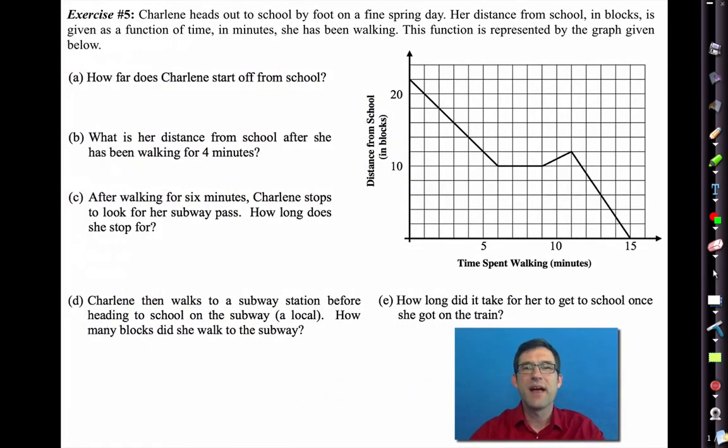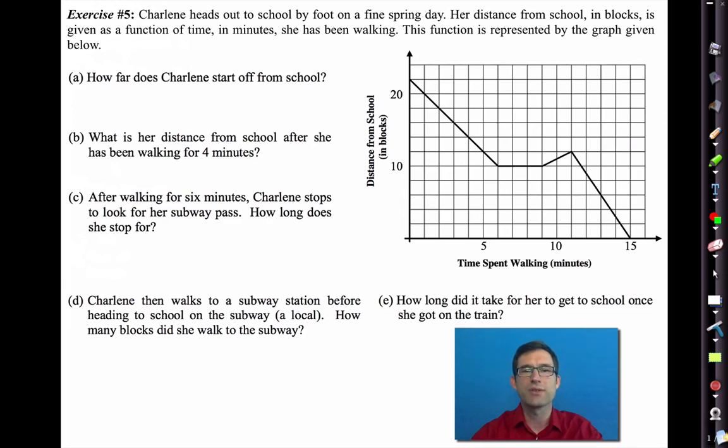Okay, this last problem, we've got a beautiful function given by a graph. Let's take a look at what the physical scenario is. Charlene heads out to school by foot on a fine spring day. Her distance from school in blocks is given as a function of time in minutes she has been walking. This function is represented by the graph given below.